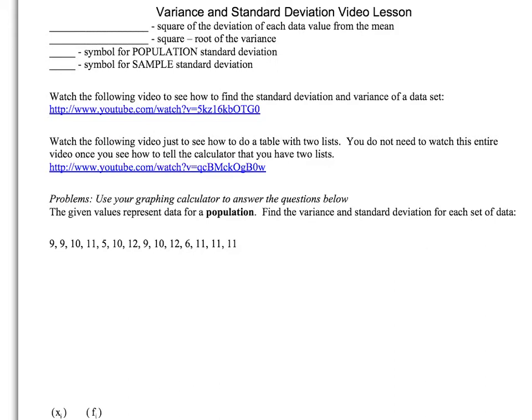The square of the deviation of each data value from the mean is called the variance. The square root of the variance is your standard deviation. The symbol that we'll use for a population standard deviation is sigma x. It looks kind of like this, sigma x. And so a population means you have everybody. If you only take a sample instead, the symbol for a sample standard deviation is Sx.